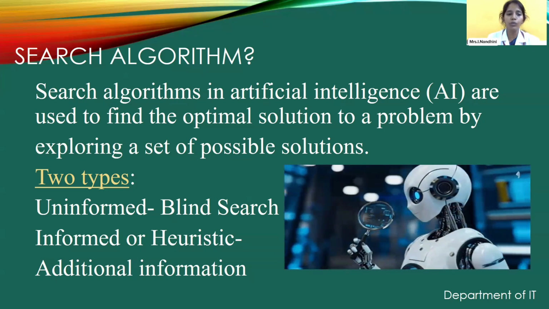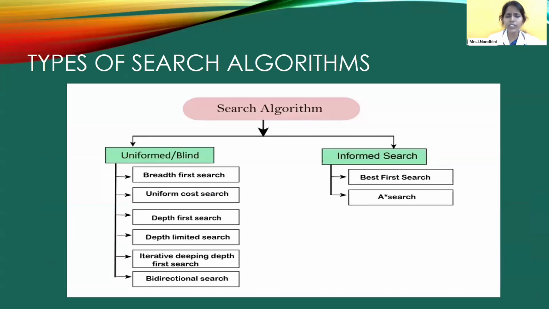Now we'll move to the types. In types of search algorithm, there are 2 types. One is uninformed, another one is informed. The uninformed searches are classified into breadth first search, uniform cost search, depth first search, iterative deepening, and bidirectional search. In informed search, there are 2 types. One is best first search, another one is the A-star algorithm.